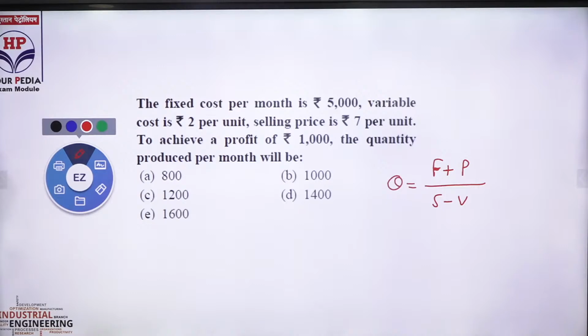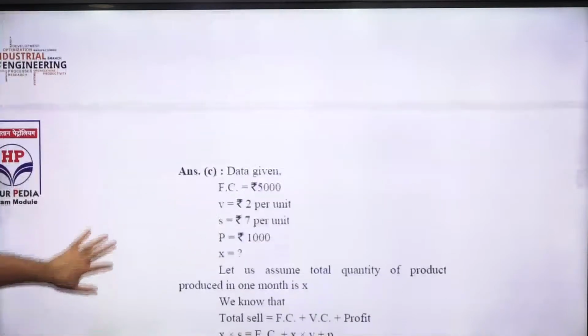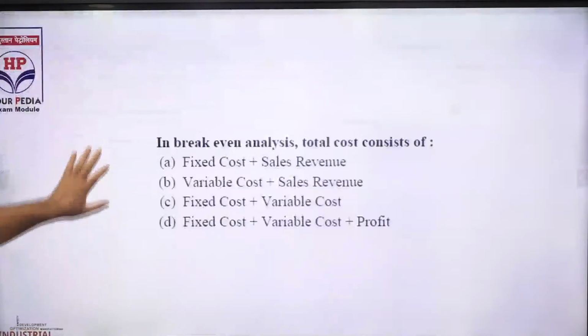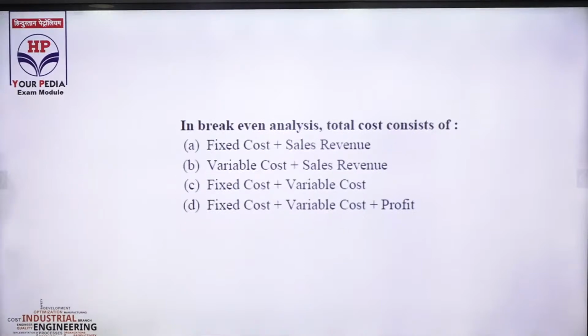Yes, 1,200 units are to be produced. Right? So this is the answer for that. Fixed cost plus profit over S minus V gives you the total units, which is 1,200 units. So this is the units which we can get. Let's go for the next question now.